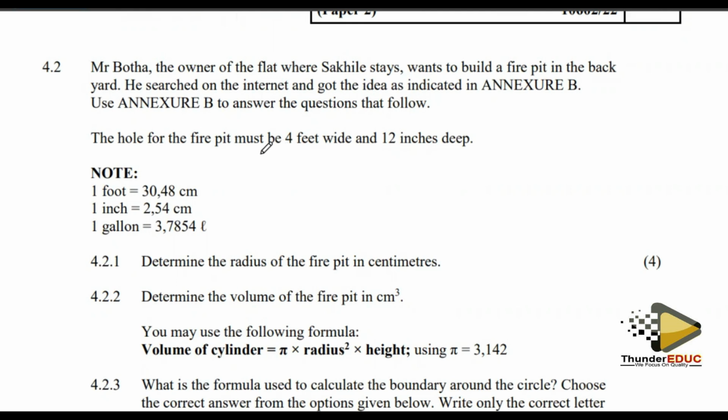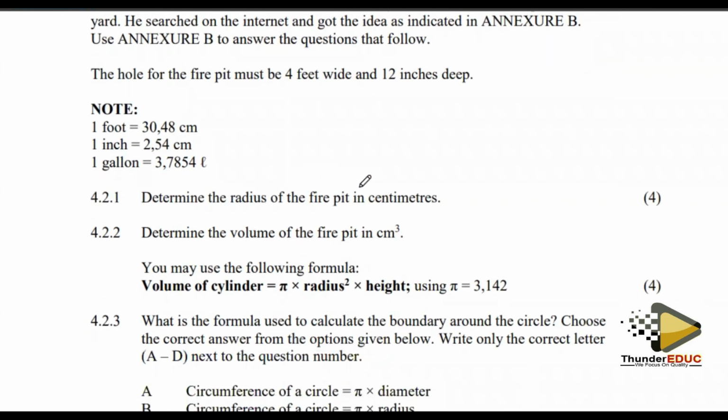The hole for the fire pit must be 4 feet wide and 12 inches deep. It's a pit. That's what you're looking at, deep. Why? It goes down. All right. So these are the measurements. These are conversion factors. 1 foot equals that much, 1 inch equals this much, and 1 gallon equals that much. Okay. Determine the radius of the fire pit.